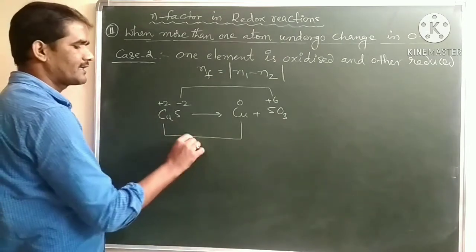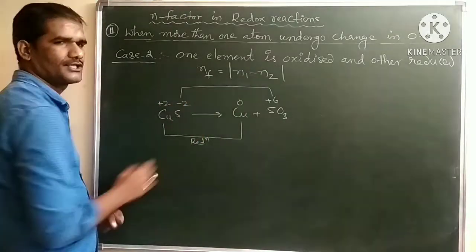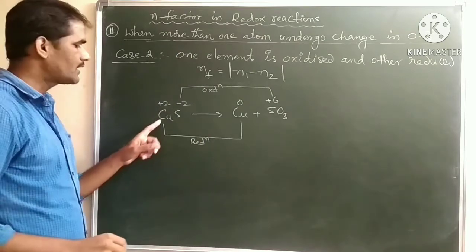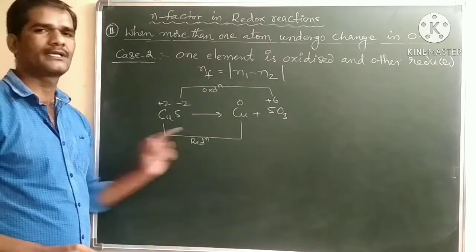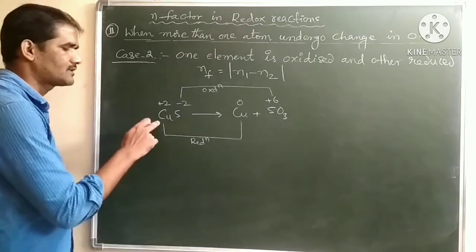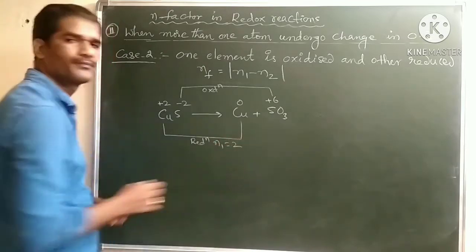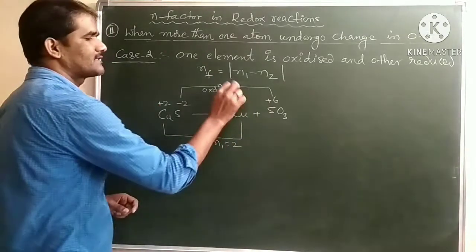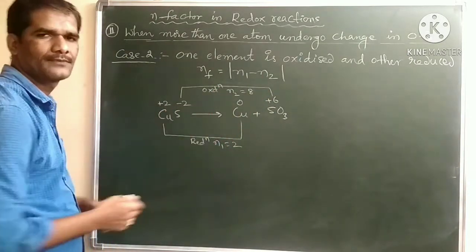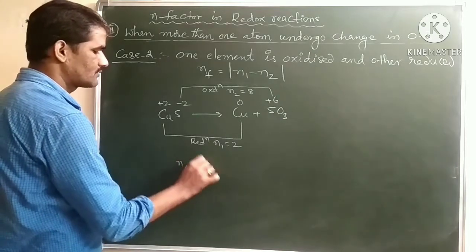One is decreasing, and this is a reduction process, and here the oxidation state is increasing, and this is the oxidation process. Again, in one molecule, one element is undergoing reduction and another element is undergoing oxidation. So the change for reduction is plus 2 to 0, so n factor is 2. Here minus 2 to plus 6, so n factor is equal to 8. So what is the difference? 2 to 8, 6. So resultant n factor is equal to 6.